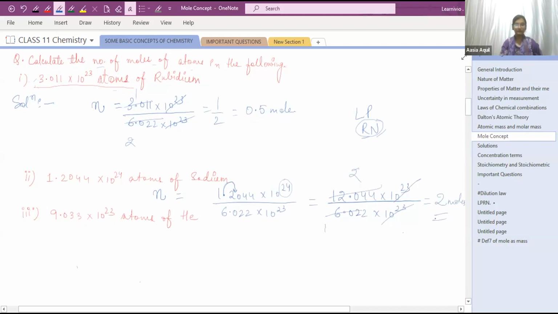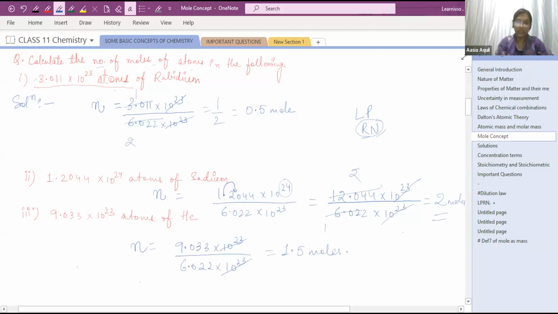So the third part. The given number 9.033 into 10 raised to the power 23 by the Na. So the power is going to be cut out. So 9. It is quite simple. 3 twos are 6, 3 threes are 9. It will give you 1.5, 0.5 moles. Clear?